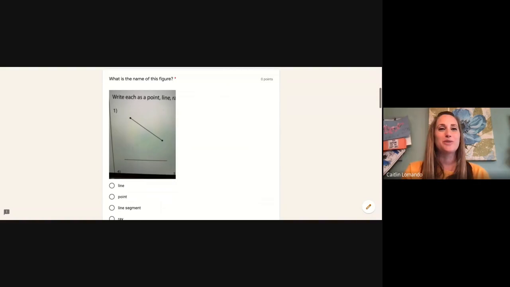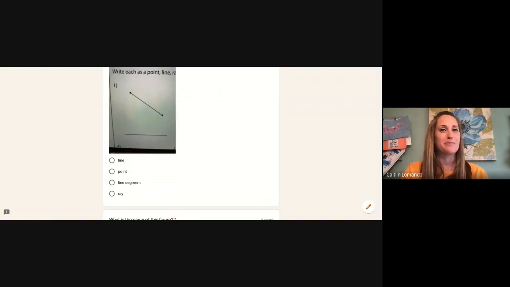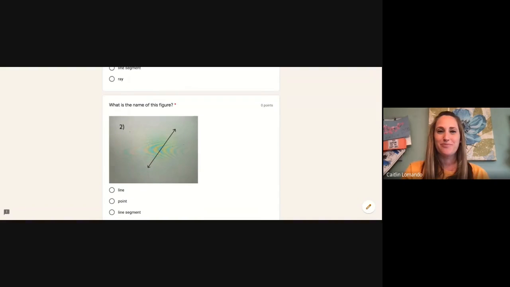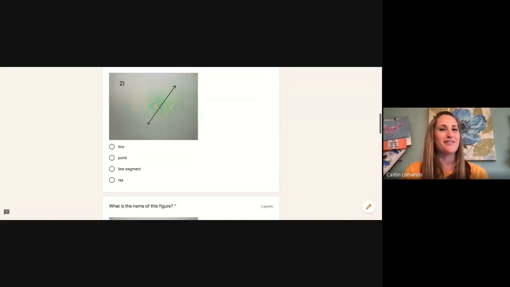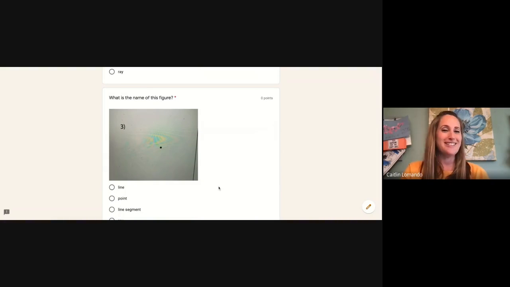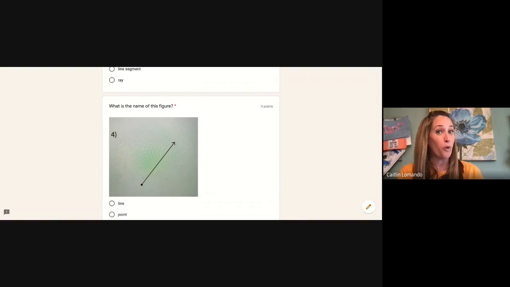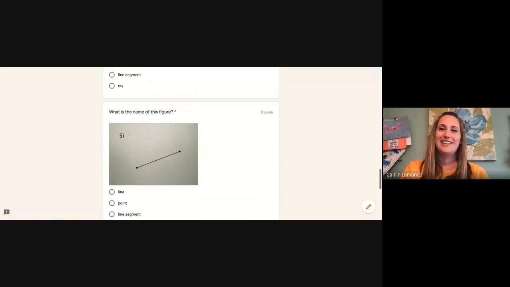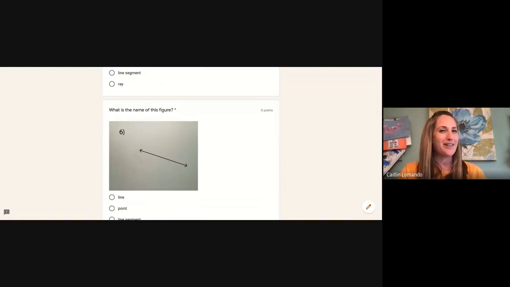So let's look. Our first one says, what is the name of this figure? Line, point, line segment, ray. Number 2, what is the name of this figure? Line, point, line segment, ray. Here's number 3. That one should be simple. Here's a visual of number 4. There's a point and then it goes on forever. Number 5 has 2 points on either end. And number 6, 2 arrows, meaning it goes on forever and ever.